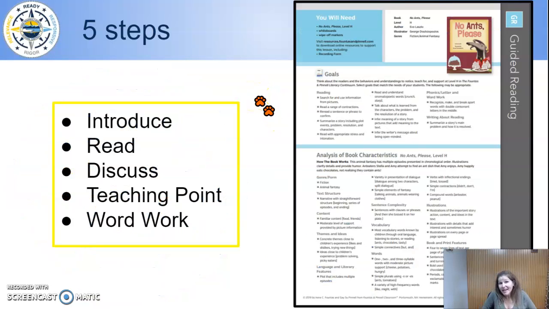So you've read the guided reading selection that you've chosen. You've read the front of the lesson card and chosen a goal or a couple of goals for the particular lesson, and now you want to plan the lesson and deliver it. Here are the 5 steps. Introduce the text, students read the text, discuss the text, teacher calls out the teaching point, and then a couple minutes of word work at the end.